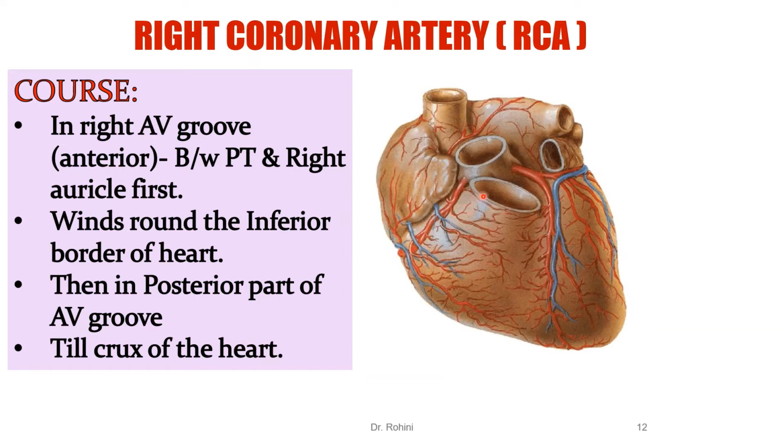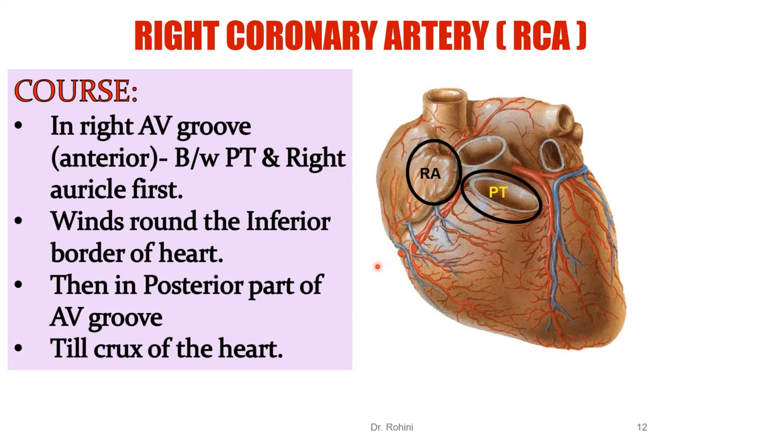So this is actually your right auricle. This is the right atrium. This part is called the auricle, flap-like, and this is your pulmonary trunk. So first it runs between the right auricle and pulmonary trunk, then it runs downwards and winds round the inferior border. This is called the inferior border of the heart.